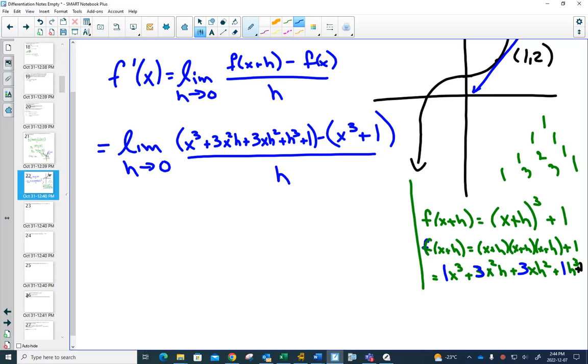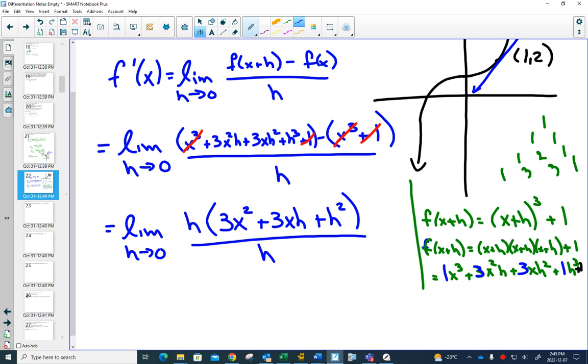Do you see that some things cancel out? Can you see that this x cubed, when it's subtracted with that x cubed, will go away? And the 1, when it's subtracted with that 1, will go away. And what we're left with on top, every single term has an h. So we can factor it out. We would get the limit as h goes to 0. If I factor out an h, I'm left with 3x squared plus 3xh plus h squared. And on the bottom I have an h, and now this is what we've been waiting for. We wanted that h to cancel out and go away.